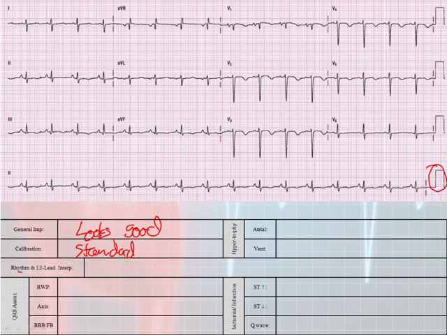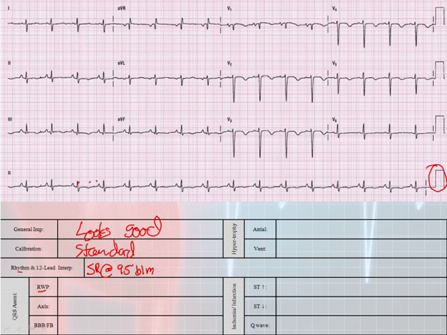It looks like we have a regular rhythm. P waves are married to the QRS complexes, and what is our rate? 300, 150, 100. So we'll say a sinus rhythm at about 95 beats per minute.